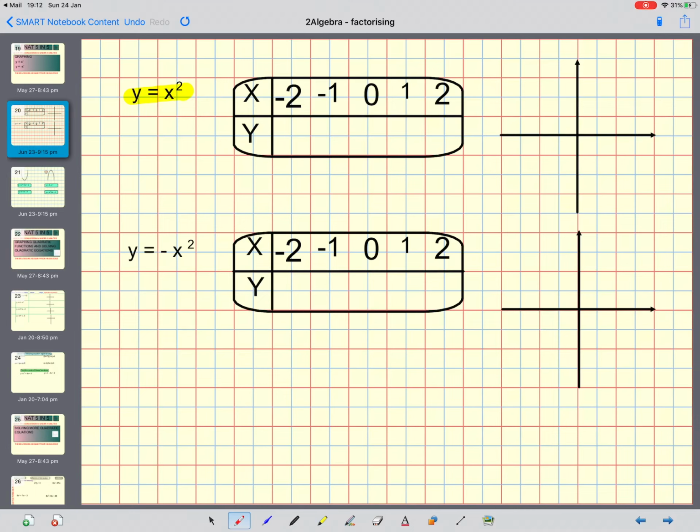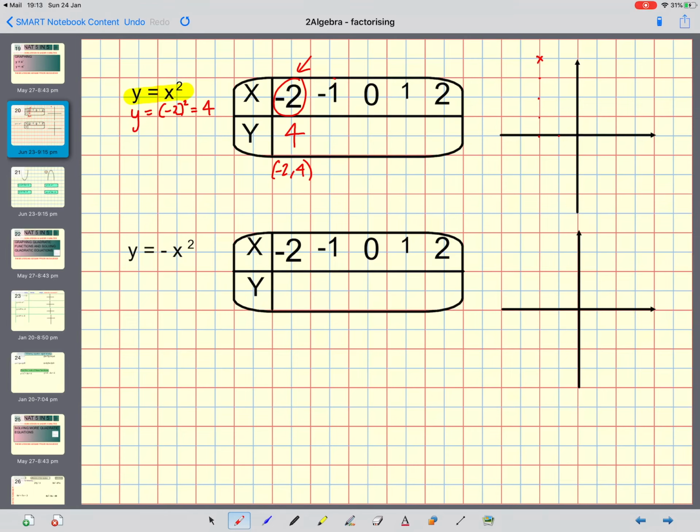So if x is equal to negative 2, you will replace the x with negative 2. So negative 2 squared is going to give you 4. So your y, which is your output, is going to give you 4. The coordinate is negative 2, 4. So I'll plot it on the graph. Negative 2 along, so negative 1, negative 2, and then 4 up: 1, 2, 3, 4. So that's my point there.